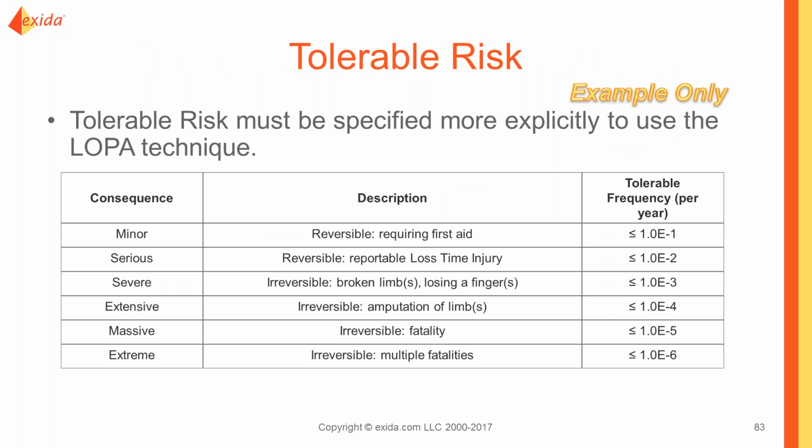Now, here's an example of a tolerable risk selection that you would need to do. If you're doing a LOPA, you're going to need to write out those numbers. So here we've got severe injury. That way we've set this up, and again, it's an example, could have broken limbs or losing a finger, and we could tolerate that once per 1,000 years. We're saying we can tolerate that severity once per 1,000 years. As things become less severe, we can tolerate them more frequently. As they become more extensive or extreme, we can tolerate them less frequently.